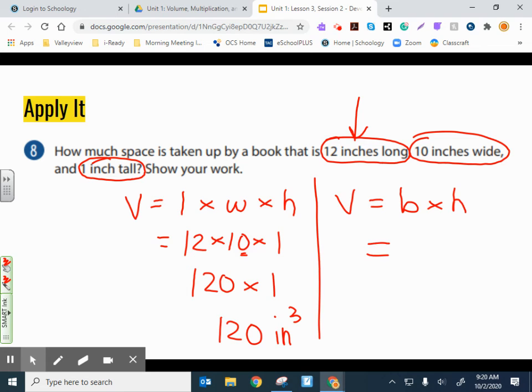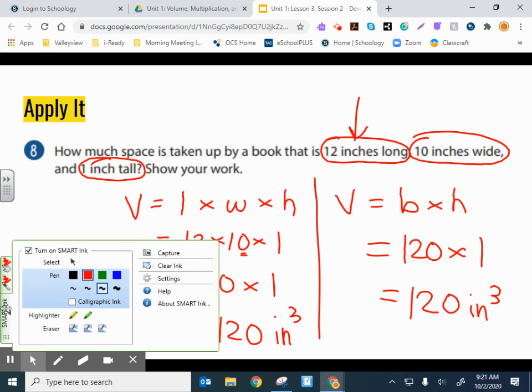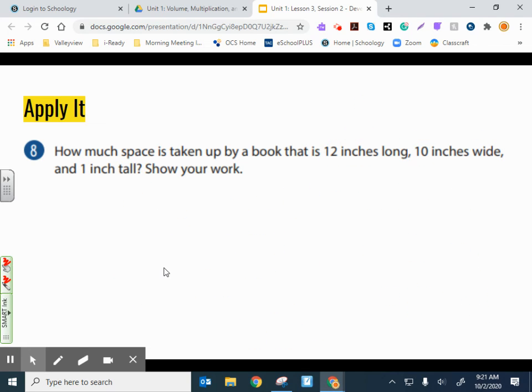Let's try this one. Our base is going to be the length times the width. So our base is 120 and our height is 1. And that will also be 120 cubic inches. How about that? Last one. Again, the homework's really short, so we got this.